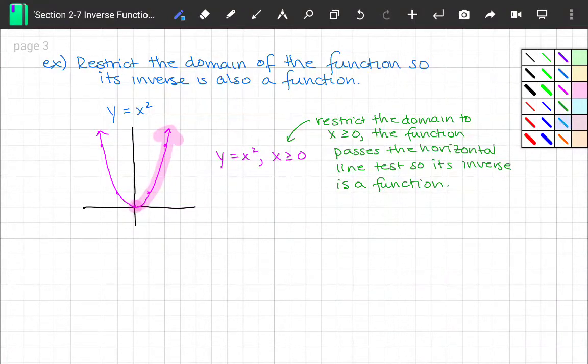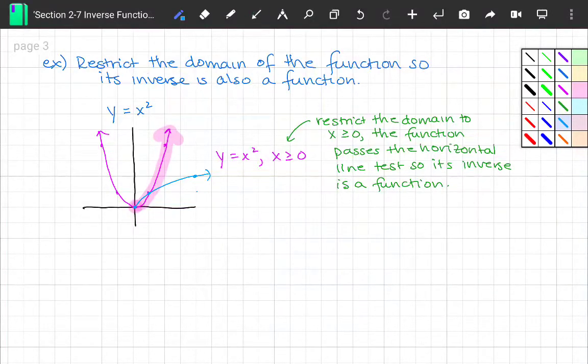And sure enough, if we tried to do the inverse, if we tried to take the reflection of that, let's just pick these points and switch x and y. So starting with 0, 0, switch x and y, you're at 0, 0. Take 1, 1, switch, you get 1, 1. Take the point 2, 4, you switch, you get 4, 2. And sure enough, that blue graph will be a function. It'll pass the vertical line test.